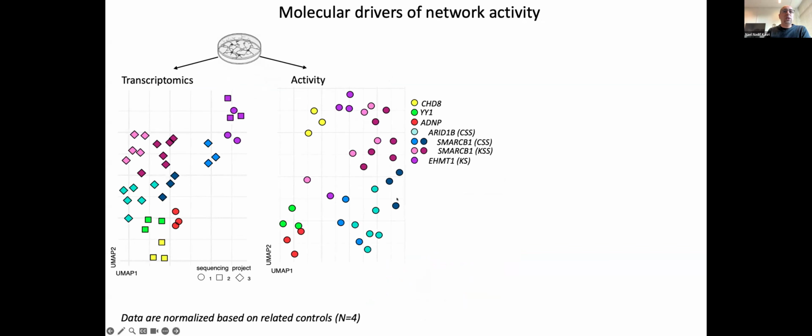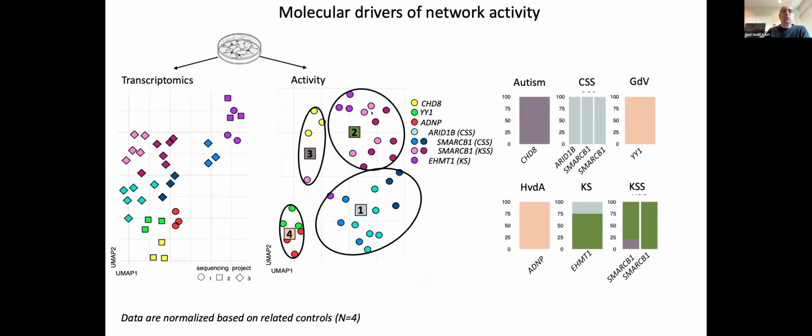Now, this might sound very complex, but what we can see at the activity level is that certain cell lines group together. And again, I think what's very exciting to see is that the Kleefstra cells group together in this cluster, but together with the Kleefstra syndrome-like cells. So again, showing that probably this really makes sense.